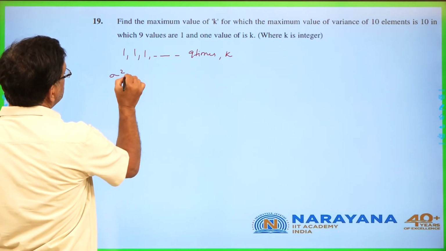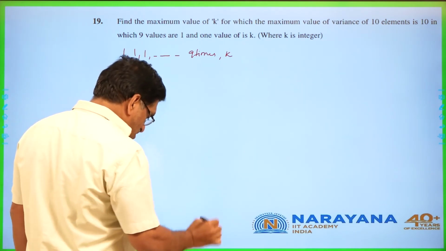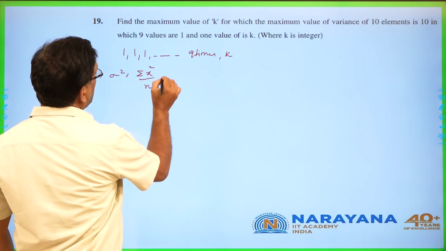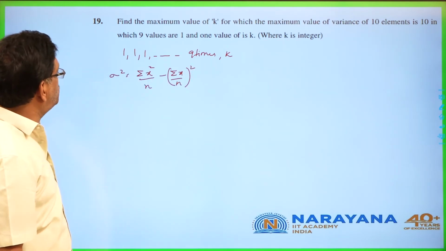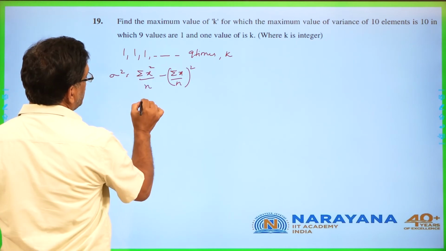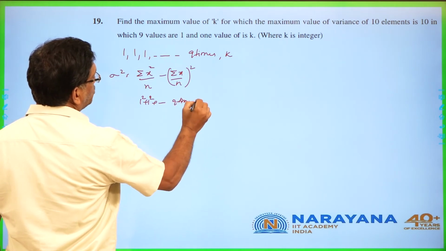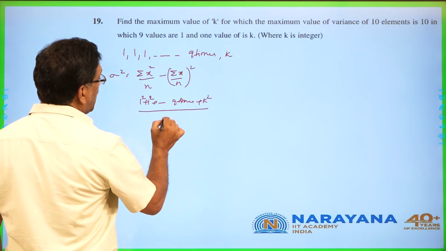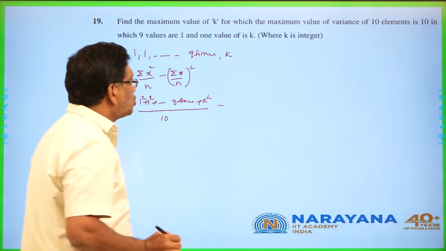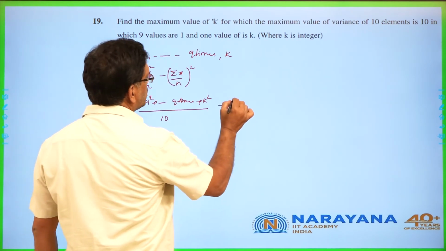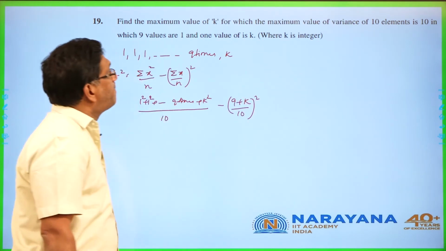You know the variance formula: sigma square is sigma x square by n minus (sigma x by n) whole square. So let us substitute the sum of the squares. That is 1 square, 1 square, and so on up to 9 times, plus k square, divided by 10, minus (the sum of all these values, which is 9 plus k, by 10) whole square, right?